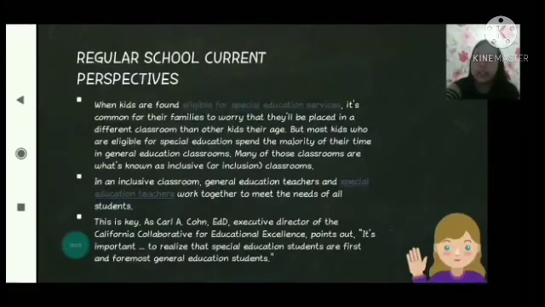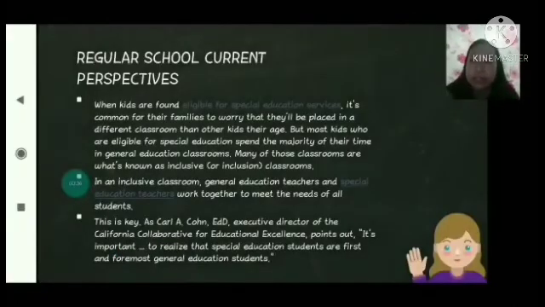These are the school's current perspectives. So first, when kids are found eligible for special education services, it's common for their families to worry that they'll be placed in a different classroom than other kids their age. But most kids who are eligible for special education spend the majority of their time in general education classrooms. Many of those classrooms are what's known as inclusive or inclusion classrooms.